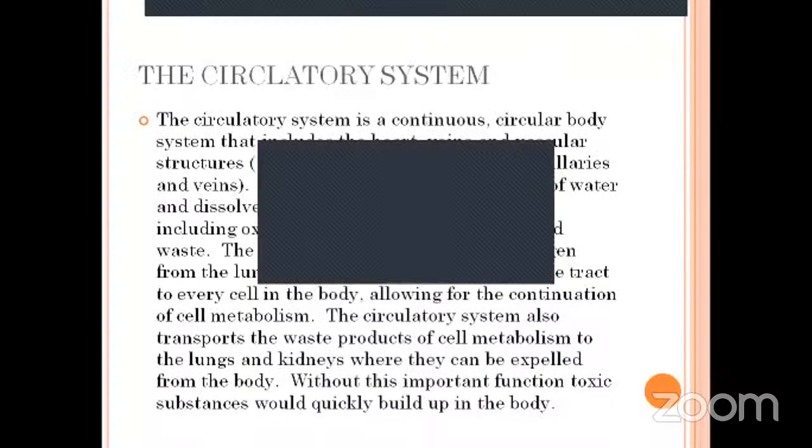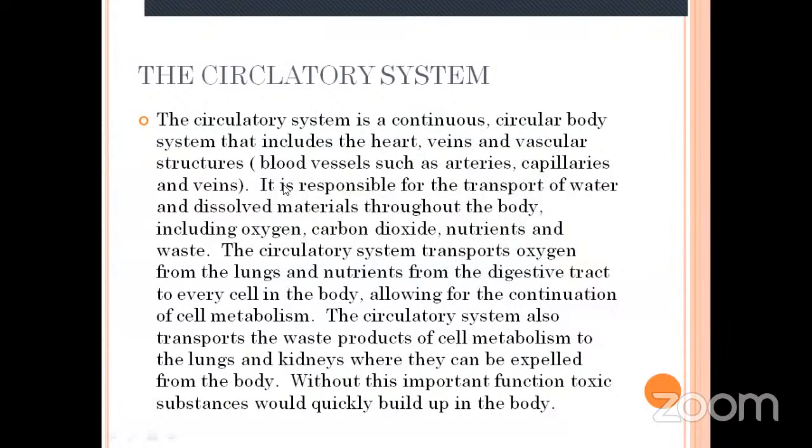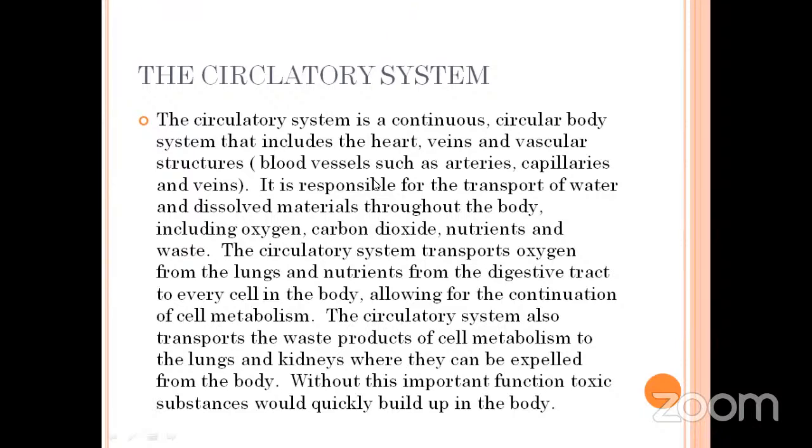So the circulatory system is a continuous circular body system. That includes the heart and vascular structures, which are blood vessels: arteries, capillaries, and veins.